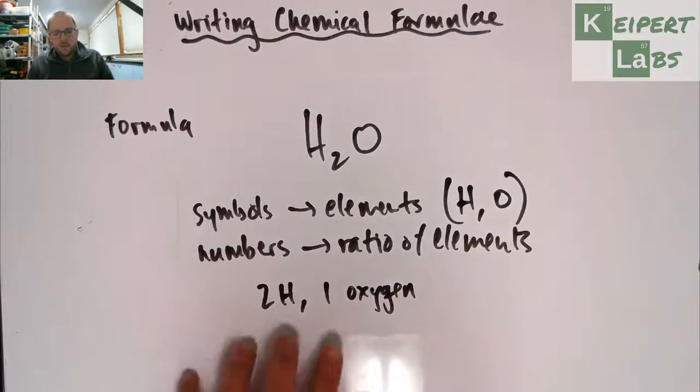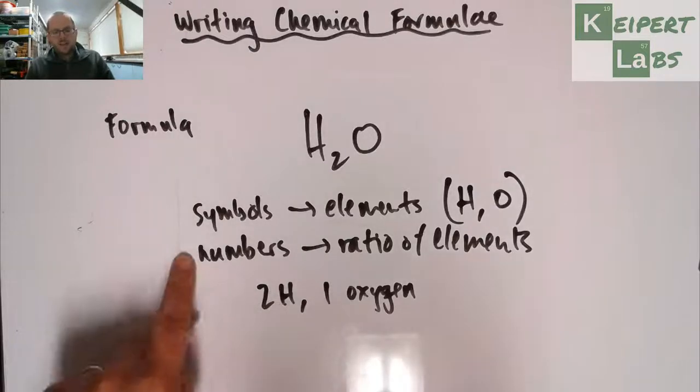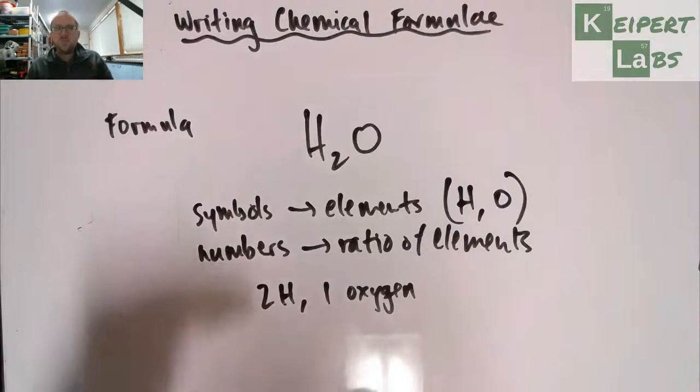I didn't write this as O, I wrote it as oxygen because my O and my 0 are going to look a little bit similar, so I didn't want to confuse you there. The numbers that we have here tell us the ratio of how many of each element is in the formula that represents that substance.